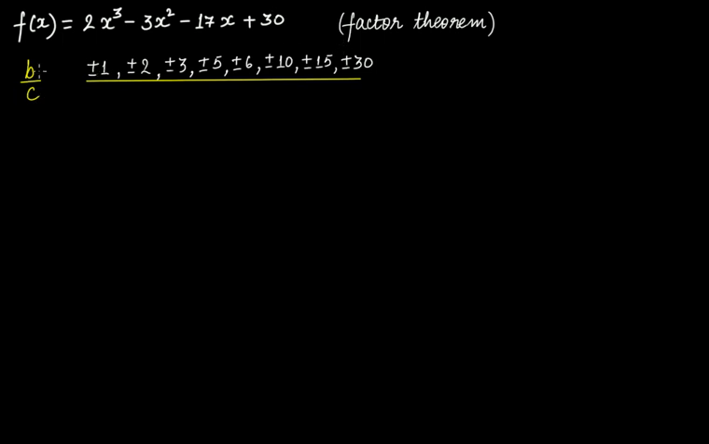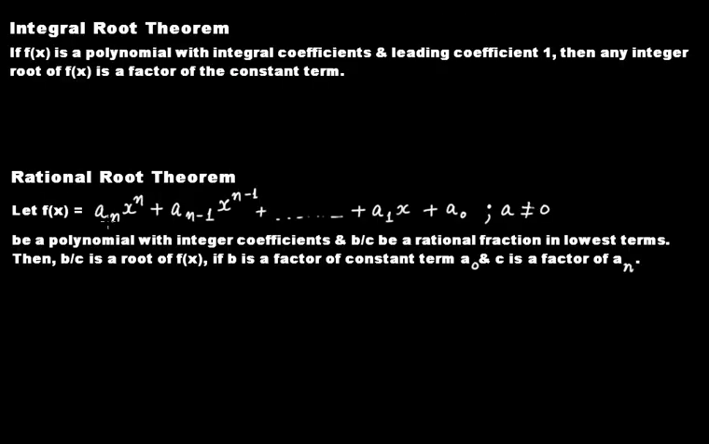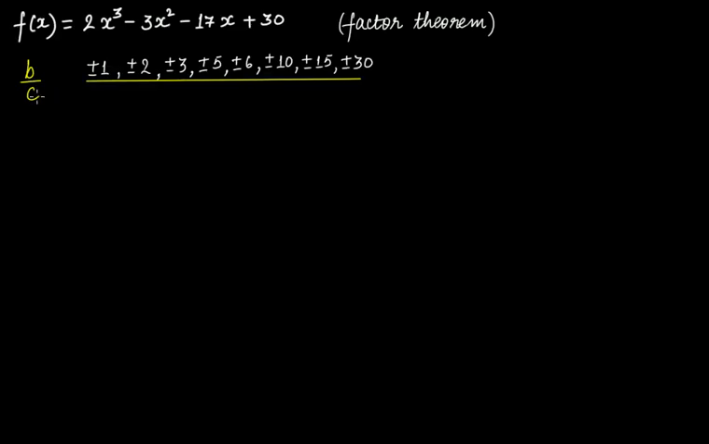Now c deals with the factors of this an. Remember, our polynomial is of the form an x raised to the power n, then an minus 1 x raised to the power n minus 1, right? Okay, so our c deals with this numerical coefficient, that is 2, the factors of this one. So what are all the factors here? Plus minus 1 and plus minus 2. Okay, now we have explained that b deals with the factors of this constant term, that is a0.